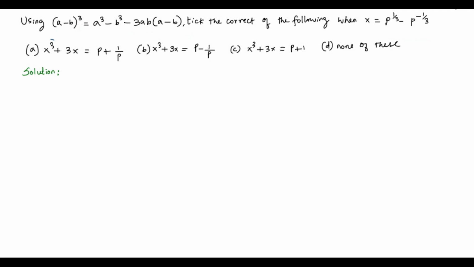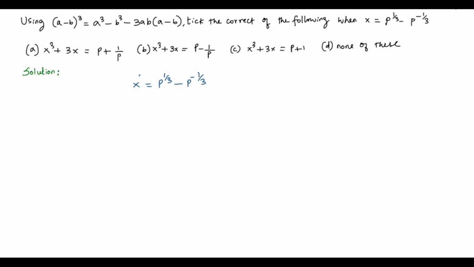Okay, when I look at the options, particularly A, B and C, in all the three options I find x to the power of 3. So what I need to do in the second information of the question is get power 3 for x. Then only I can come to know which of the given options is correct. So let me take the second information, that is x is equal to p to the power of 1 by 3 minus p to the power of minus 1 by 3.